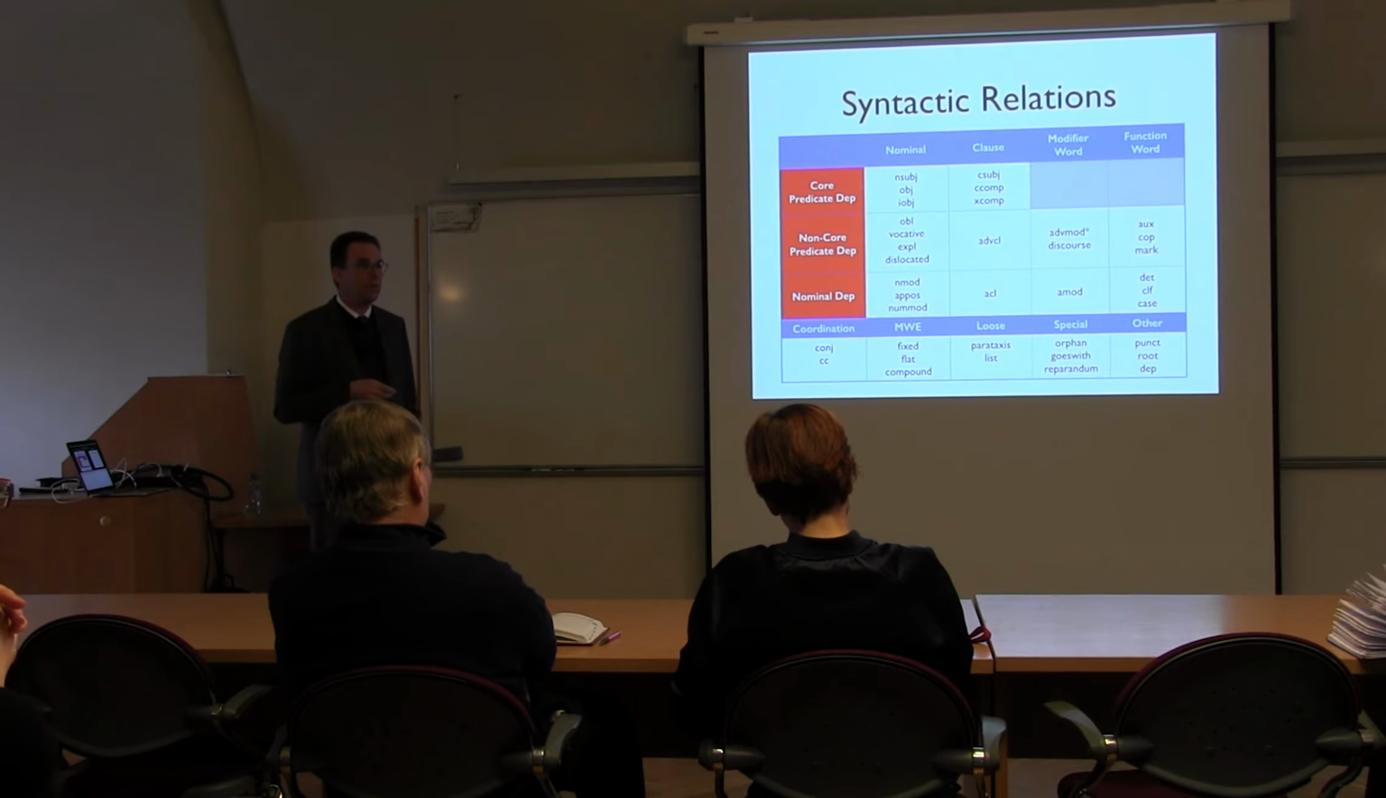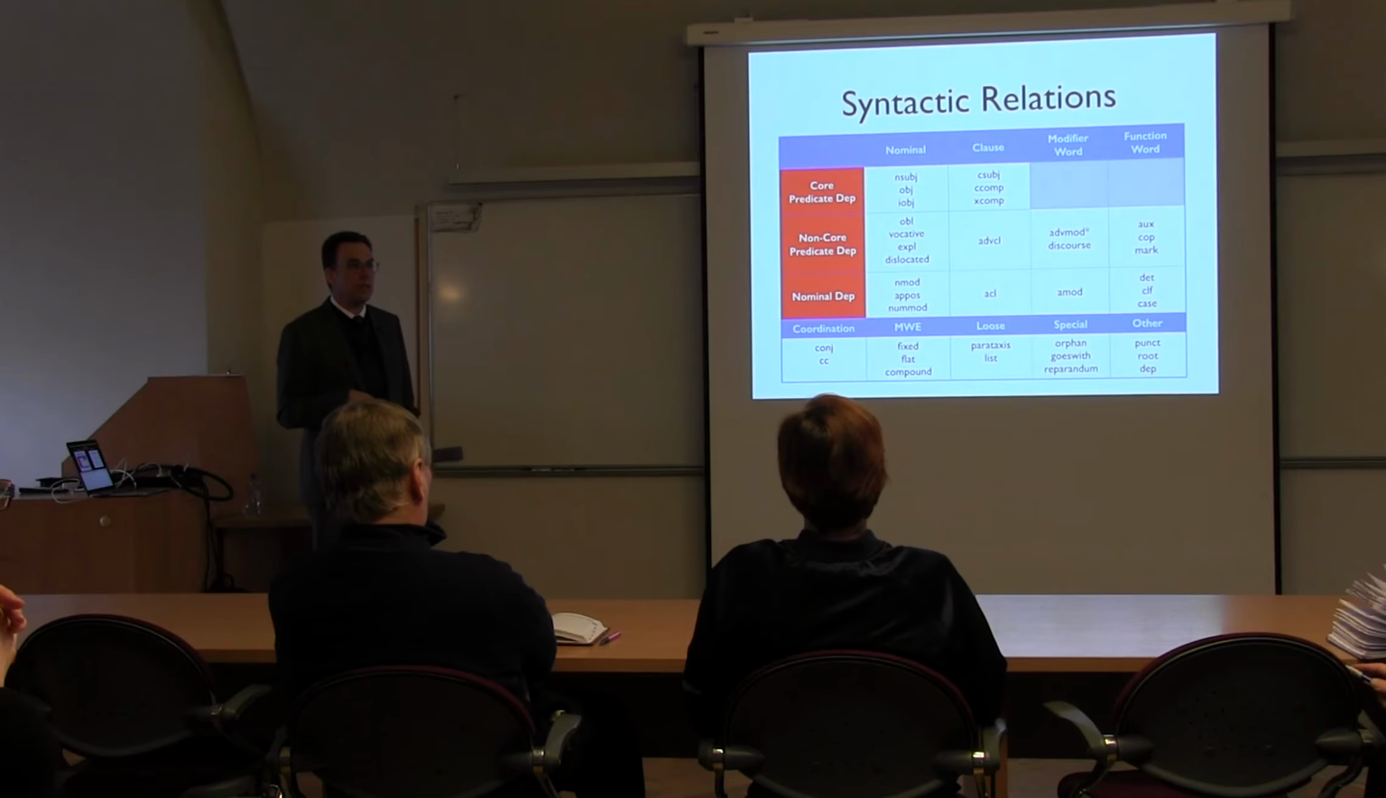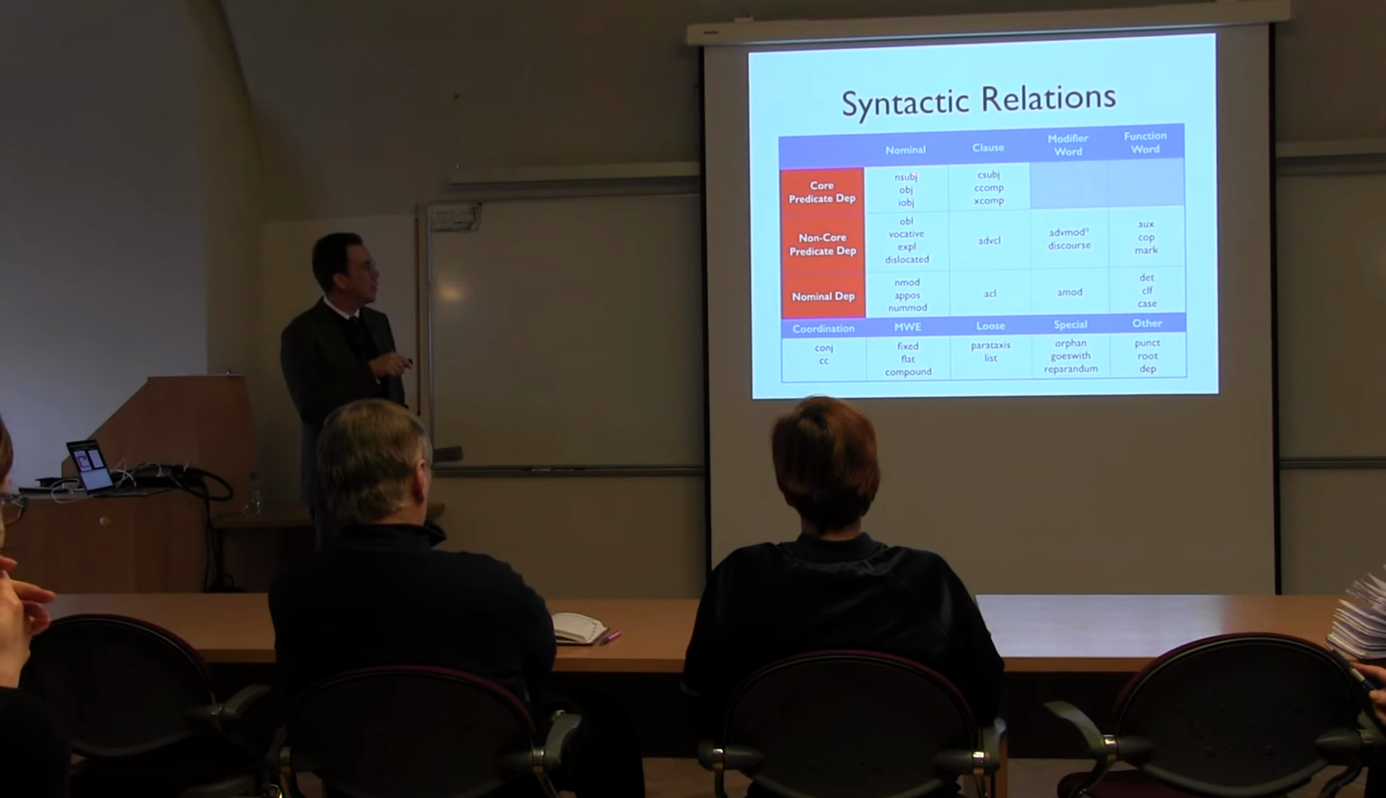I will not have time to go through this in detail, but the organization of this table is such that in the first row, we have core dependents of predicates. And they can be either noun phrases or they can be clauses. And we have different relations for those. So we distinguish between nominal subjects and clausal subjects, and objects and clausal complements.